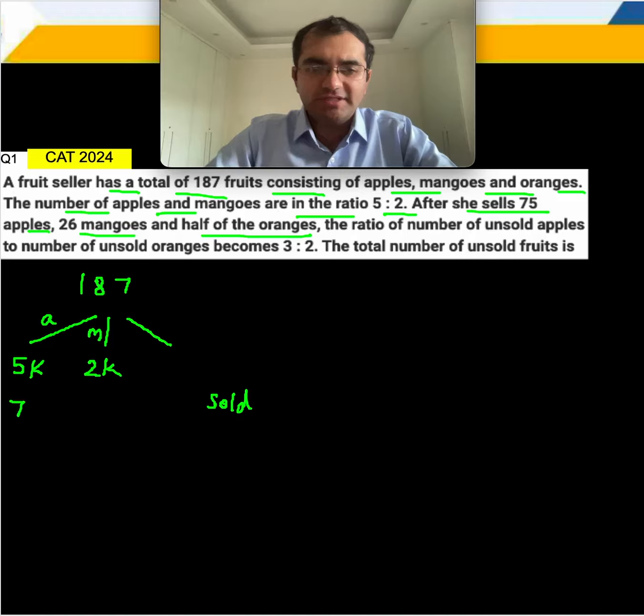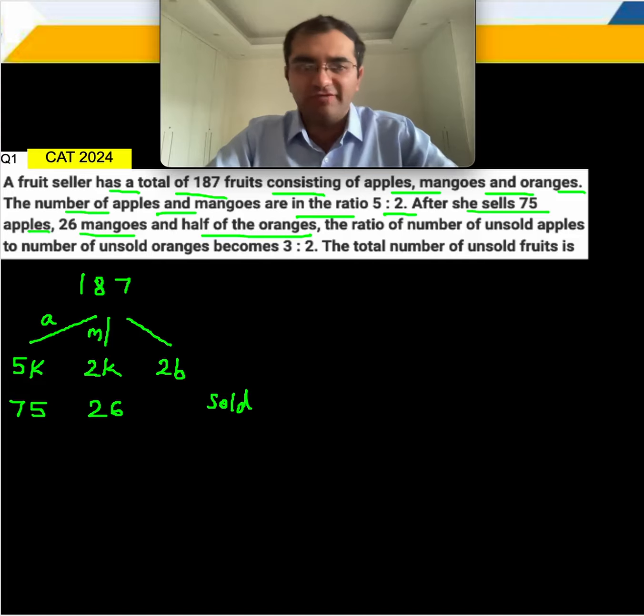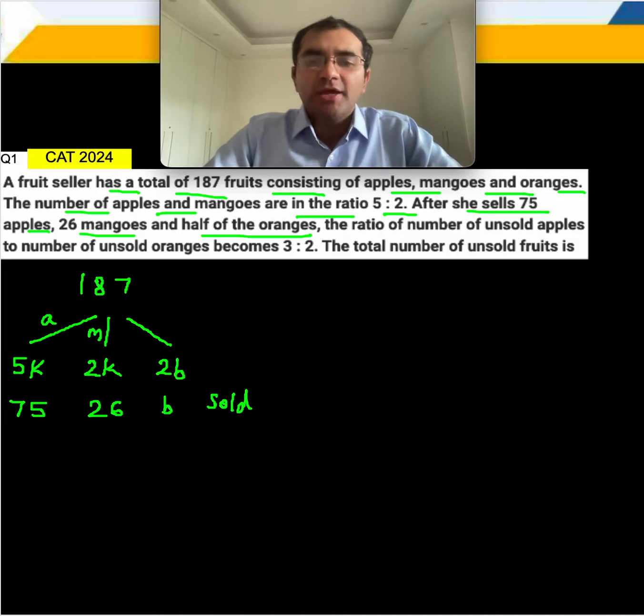She sold 75 apples, 26 mangoes, half the oranges. So I took the total oranges as 2b to avoid fractions. So she sold half of them, that is b. At this point in the reading of the question, the student feels that yes, this is doable, it could be done, but it was just a little lengthy.